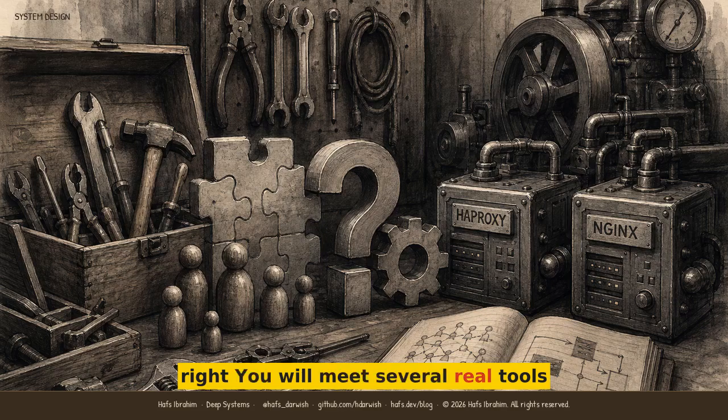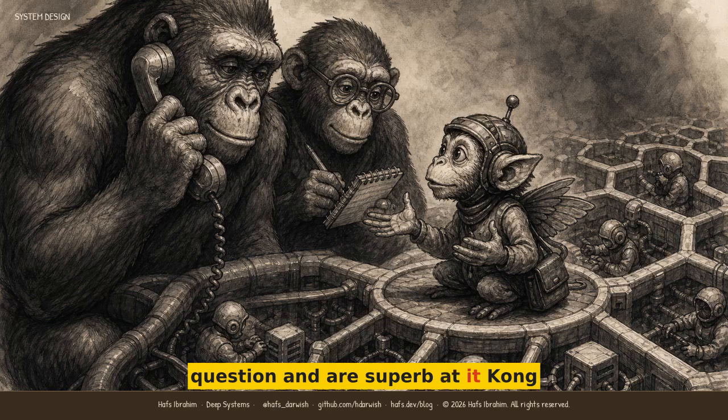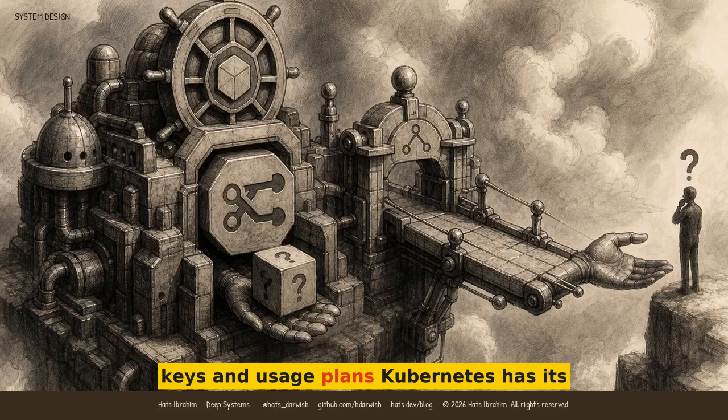You will meet several real tools here, and it is worth knowing which question each was designed to answer. HAProxy and Jinx grew up answering the machine question and are superb at it. Kong and Apogee grew up answering the caller question. Envoy is genuinely both, which is why it ends up underneath service meshes, where every service needs both roles at once. On AWS, the application load balancer is a load balancer that has learned some path routing, while API Gateway is a caller-oriented product with quotas and keys and usage plans.